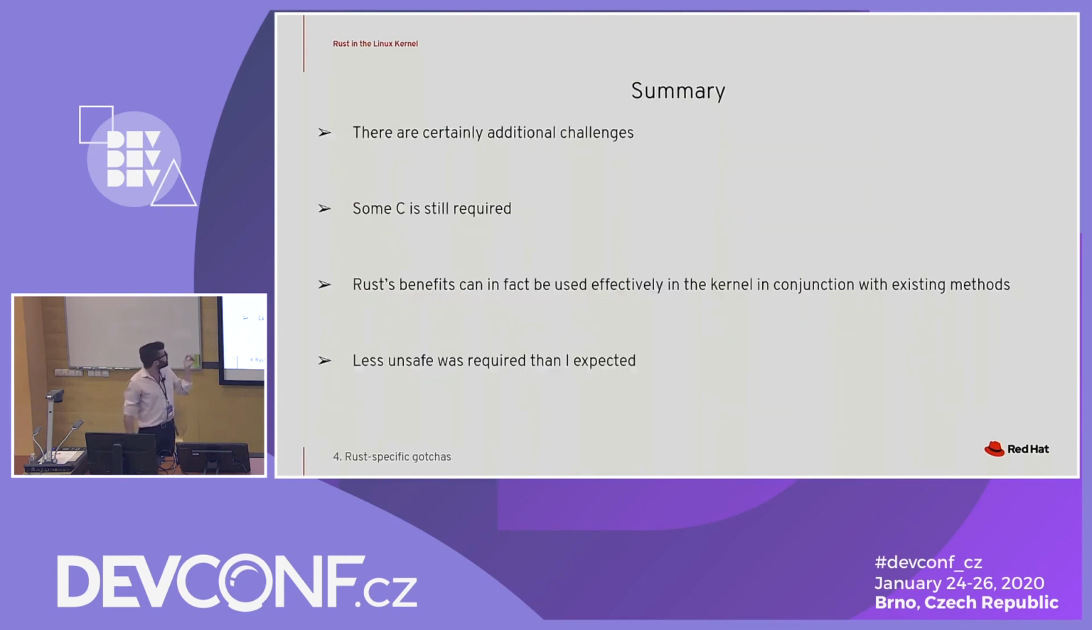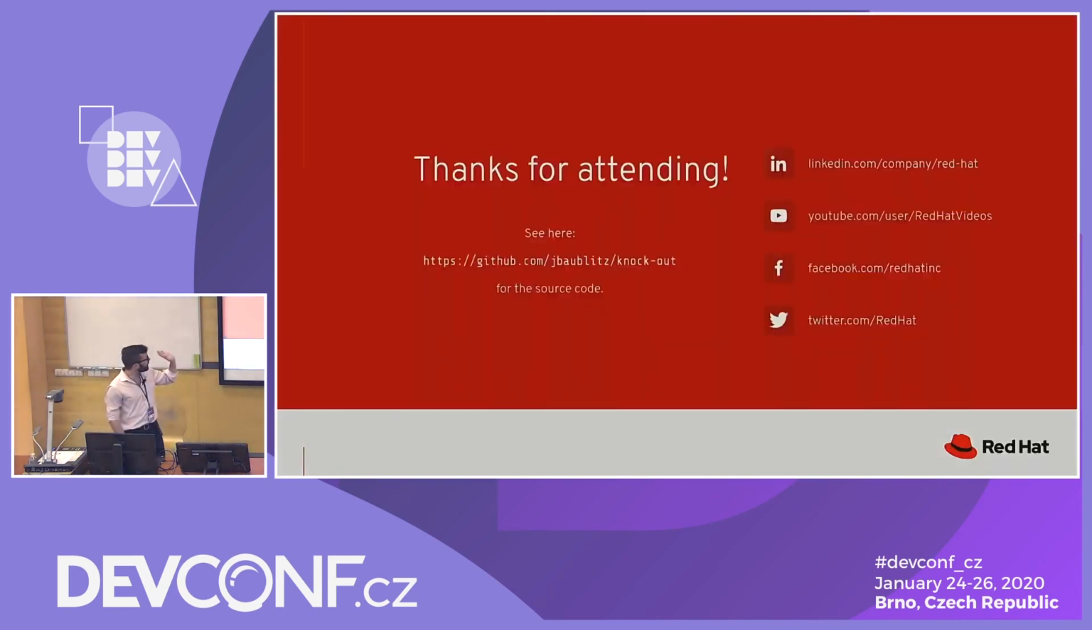So in summary, we can take a few things away from this. There definitely are going to be some additional challenges using Rust, and some C is definitely still required. But Rust's benefits really can be used effectively in the kernel. We can get a lot of things for free in terms of resource management and cleanup without really a performance hit. And ultimately, there was a whole lot less unsafe than I initially thought was going to be required.